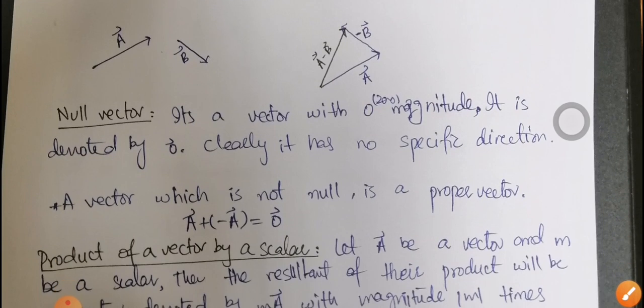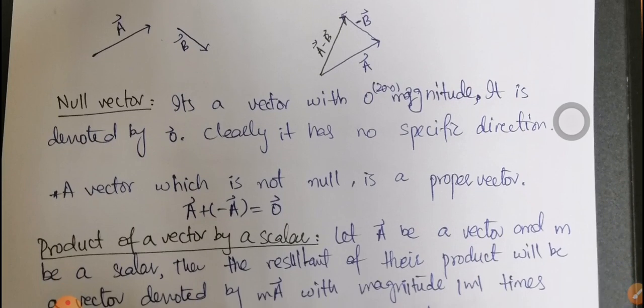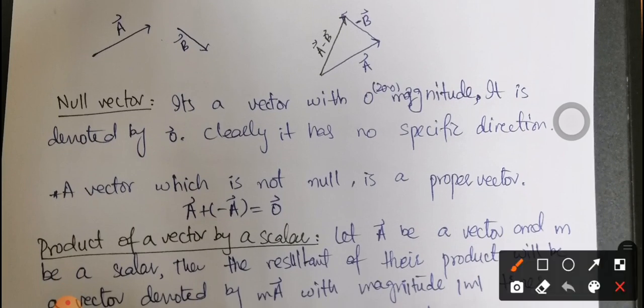Next we have a null vector. A null vector is a vector with zero magnitude and it is denoted by 0 with a vector overhead. Clearly it has no specific direction because it has no magnitude, but it plays the role of additive identity. As in the case of numbers, 0 is the additive identity. Similarly in the case of vectors, when we add a vector with its negative, we simply get a zero vector because the magnitude is going to be 0, or the two vectors cancel out each other's effects. A vector which is not null is named a proper vector.